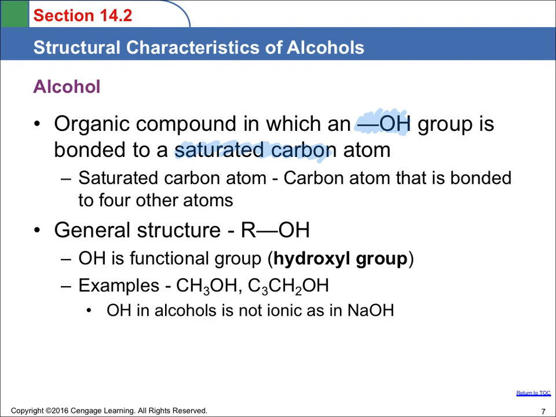So the general structure is considered ROH. R is just a generic placeholder for a hydrocarbon. So that could be any carbon chain, whether it's just 1 carbon, 10 carbons, 50 carbons, whatever. The OH functional group we also call a hydroxyl group, or alcohol group. Either one would be considered okay. So here's a couple examples.